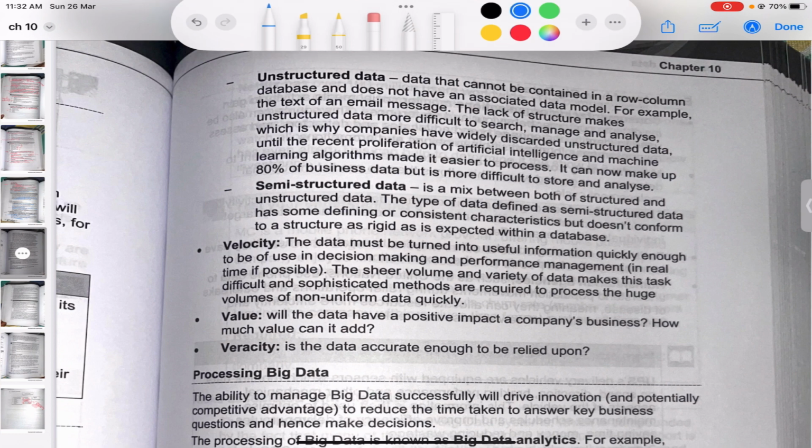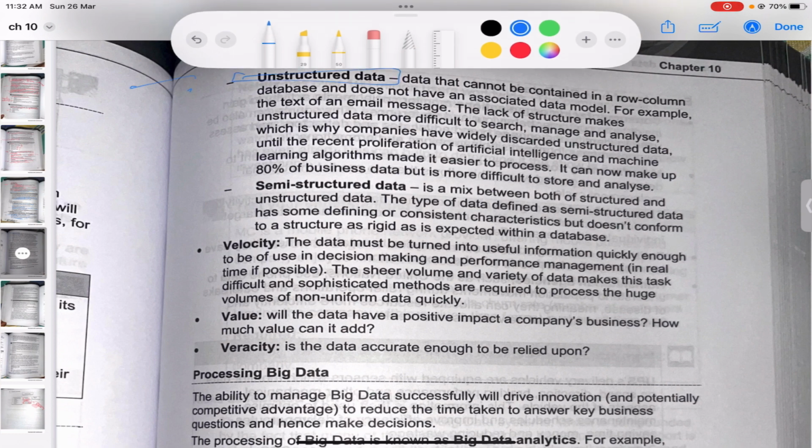Now what do you understand by unstructured data? When we are talking about unstructured data, data cannot be contained in rows and columns. There is no structure. It is just random data which is compiled, but you cannot browse through it or search through it. Now we have semi-structured data. What do you mean by semi? Semi always means that it is partially structured and partially not structured. So you understood.